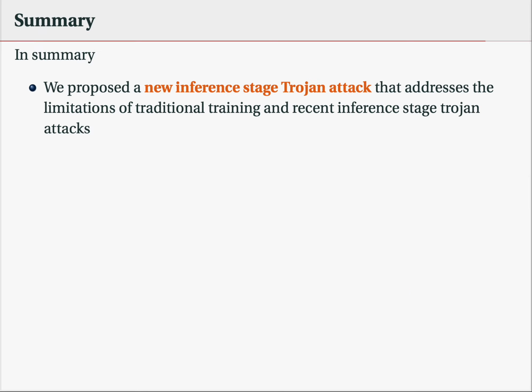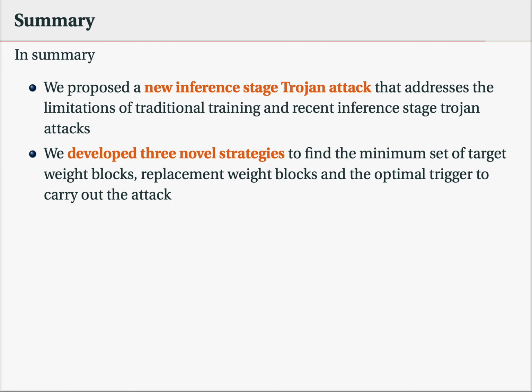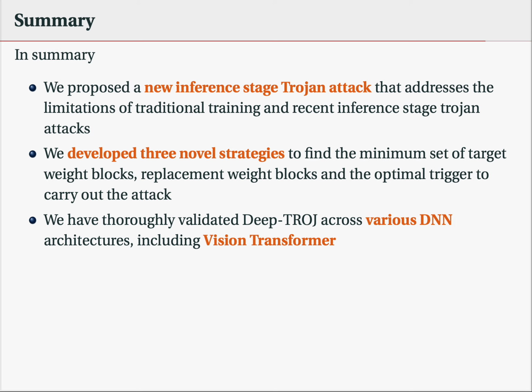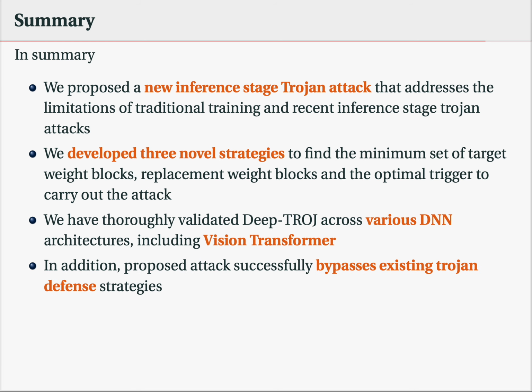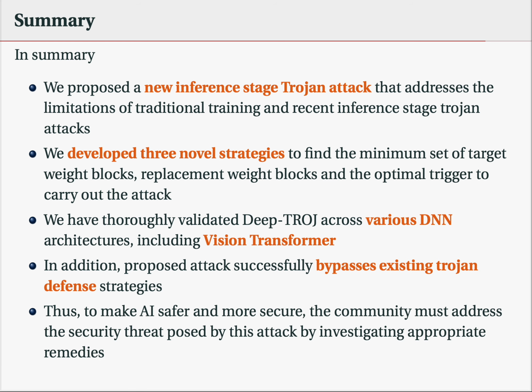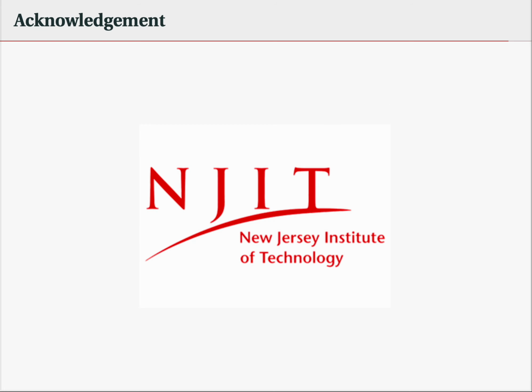In summary, we proposed a new inference stage Trojan attack, and we developed three novel strategies to find the minimum set of target weight blocks, replacement weight blocks, and the optimal trigger to carry out the attack. And we have thoroughly validated our proposed attack across various DNN architectures, including Vision transformer. In addition, the proposed attack successfully bypasses existing Trojan defense strategies. Thus, to make AI safer and more secure, the community must address the security threat posed by this attack by investigating appropriate remedies.